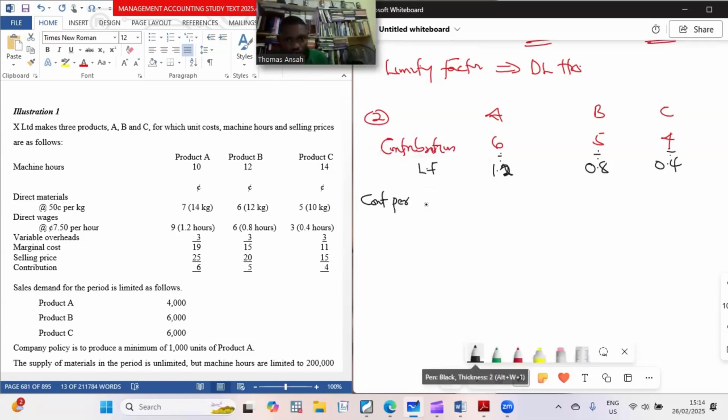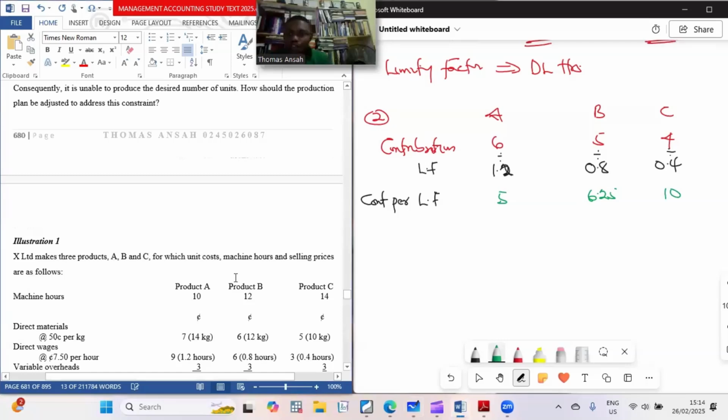So contribution per limiting factor, we change the ink. 6 divided by this is 5. 5 by 0.8, that is 6.25. 4 by 0.4, that is 10. So that is what you have done.